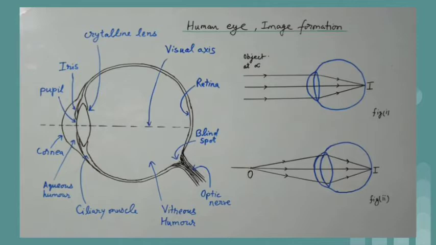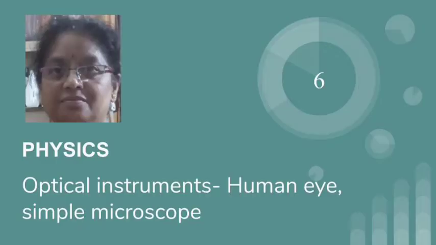Now see in the second diagram, when object is very close to the eye, the ciliary muscle contracts to reduce the curvature of the lens and hence image is again focused on retina. The closest distance for which lens can focus light on retina is called the near point or least distance of distinct vision. For normal eye, this value is 25 centimeter.